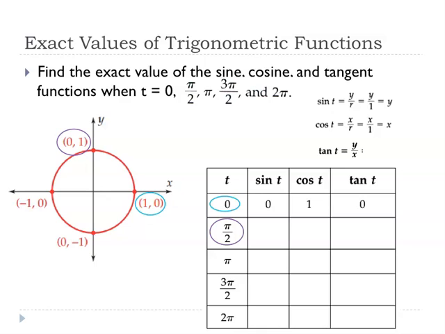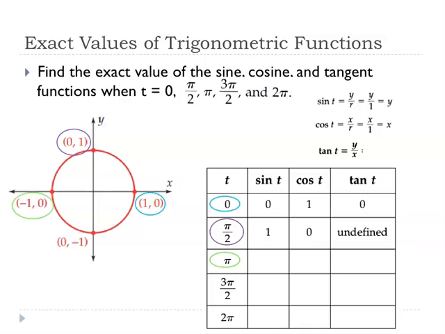Sine of t is equal to y, so the y coordinate is 1. The x coordinate here is 0, so cosine of pi over 2 is 0. And then tangent is y over x, so that's 1 divided by 0. So that's going to be undefined. Okay, on to pi.